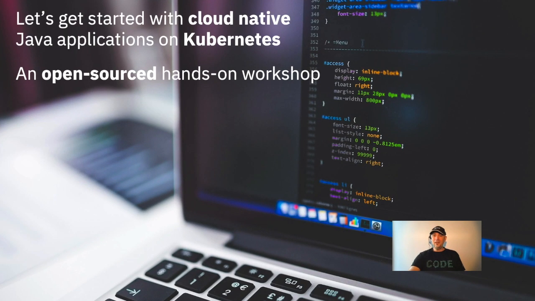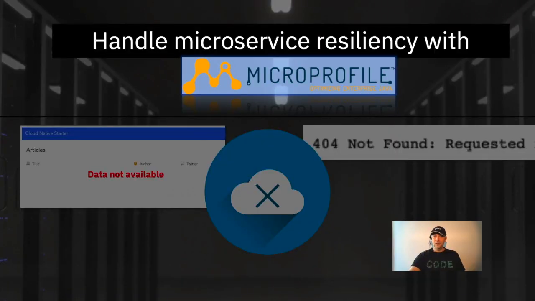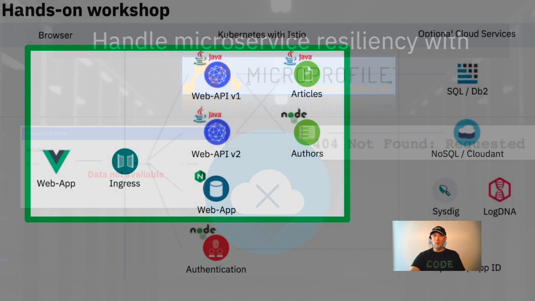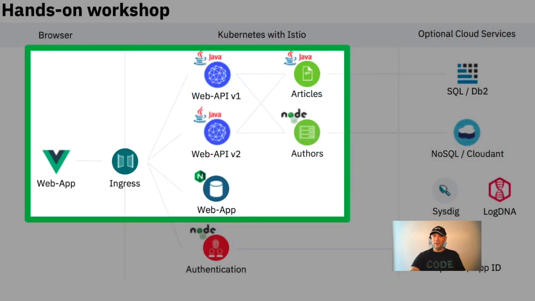Let's get started with cloud-native Java applications on Kubernetes, an open-sourced hands-on workshop. Today, handle microservice resiliency with MicroProfile. In our workshop, we cover microservice resiliency because cloud-native microservices should stay responsive in the face of failure.